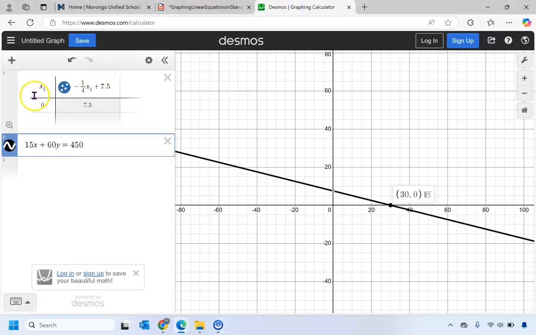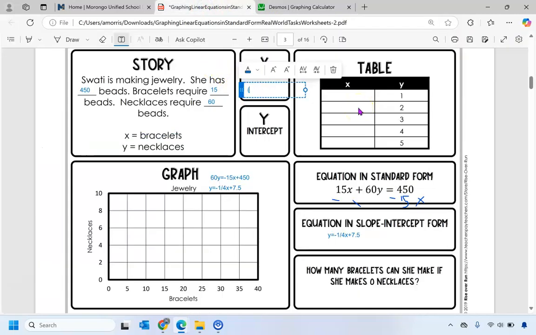We can also tell that by plugging in 0 here, and by looking at the graph. And also by looking at the graph, I can see that the x-intercept is 30, 0. So here I'm going to put 30, 0, and then here I'm going to put 0, 7.5. So what this means is I can make 30 bracelets, because 30 times 15 would give me that 450, but that means I'm making no necklaces. Or I can make 7.5 necklaces, which means I could really just make 7, because who's making half of a necklace? But that means I'm not making any bracelets. So that's what these intercepts mean.